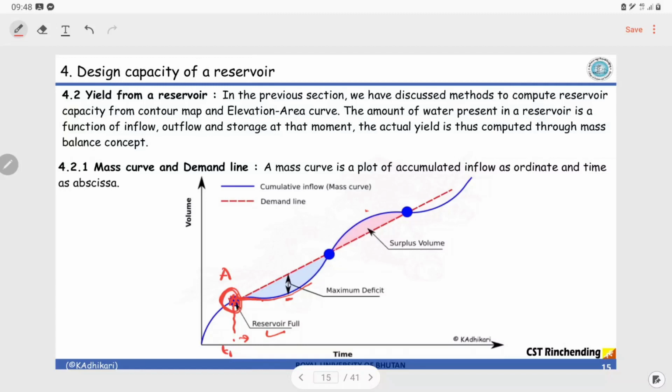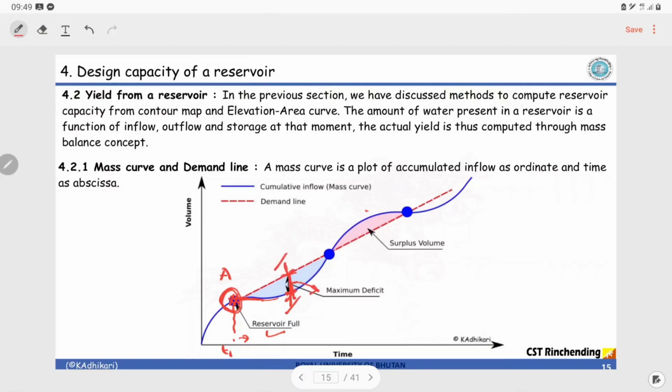So at this juncture, demand is more than the actual inflow. So here the volume of water is deficit. The reservoir cannot provide this amount of volume to the required project or the hydropower project. So we are deficit. The vertical intercept, let me use the term vertical intercept, between this demand line and this inflow line is what we call the deficit.